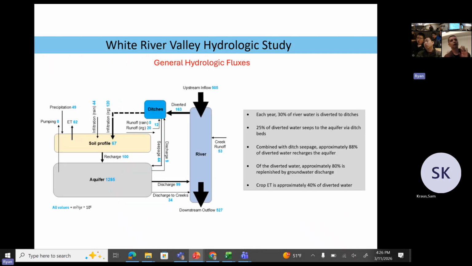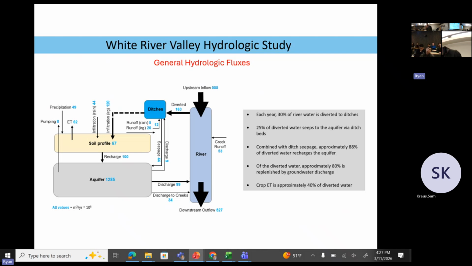So this is looking at our water balance. It's kind of busy here, but this is how much water is coming in. This is in millions of cubic meters per year, but it's all relative. So upstream is 505, you divert 163. And what we really care about is that a lot of that goes into the soil or to the aquifer, and then we get a lot of discharge back to the river. So you're diverting 163 from the river, and you're getting back like 133.